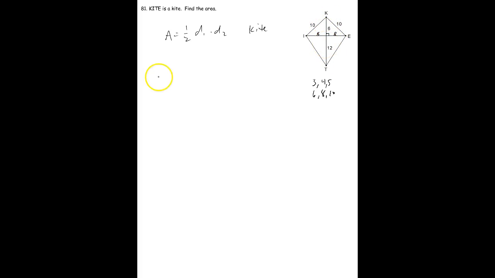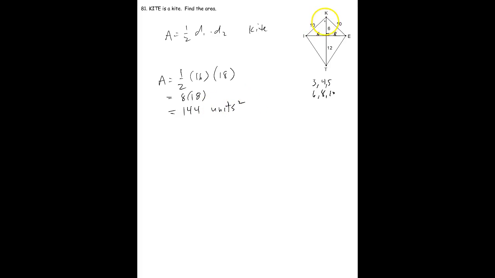So if we wanted to use the formula here, area equals 1/2 diagonal 1, which is 8 plus 8, which is 16. Diagonal 2 is 6 plus 12, which is 18. And so 1/2 of 16 is 8, times 18. And 8 times 18 is 144 units squared.